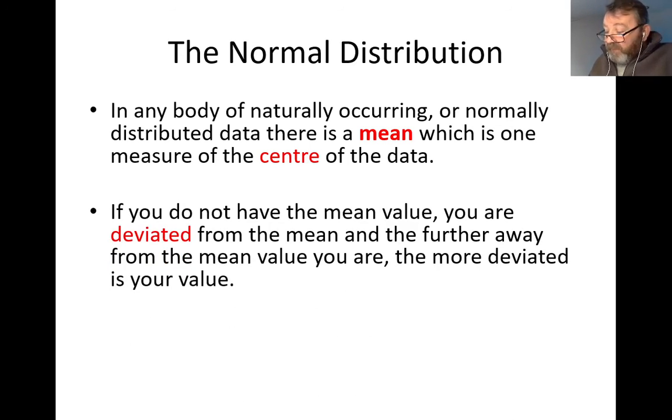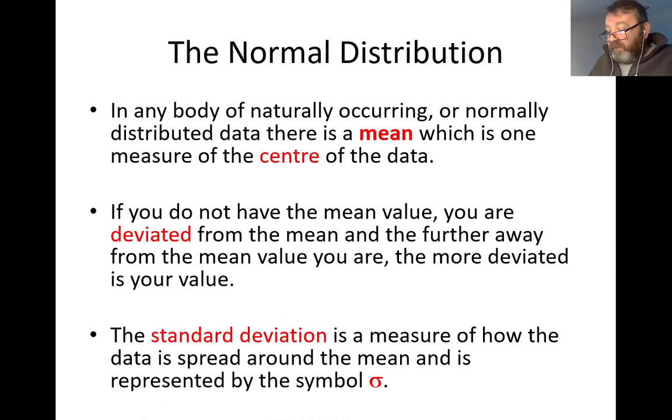If you do not have the mean value, then you're deviated from the mean. And the further away from the mean value you are, the more deviated you will become. The standard deviation is a measure of how the data is spread around the mean and is represented by the symbol sigma. Sigma is a value that is taken as being a chunk of data either side of the mean, and it is a chunk of data that is repeated. We normally take 3 deviations either side of the mean, left and right, to divide up our table. I'll explain what that means now.